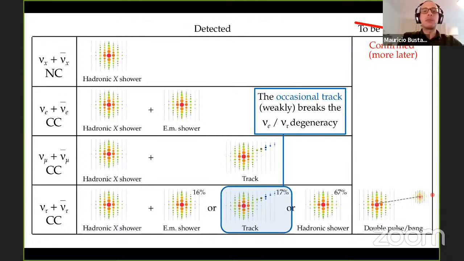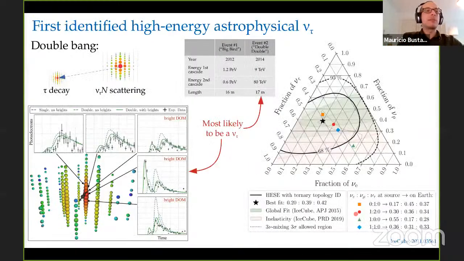And not only that, this double pulse or little bang event that we were talking about has now been seen. We have seen the first couple of candidates. The separation between the two showers, the first one from the neutrino scattering, the second one from the tau decay, is not too big. It's about 20 meters. It's difficult to resolve. You need to look at the photon curves of individual PMTs to distinguish between the two showers.